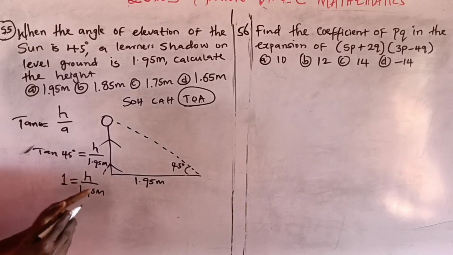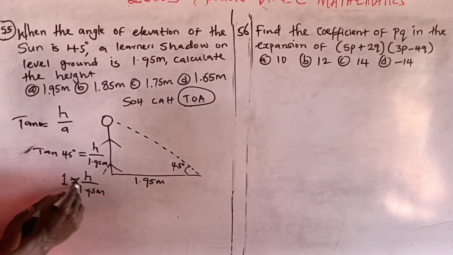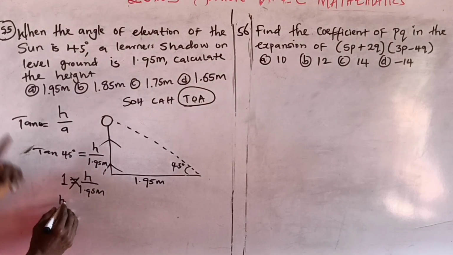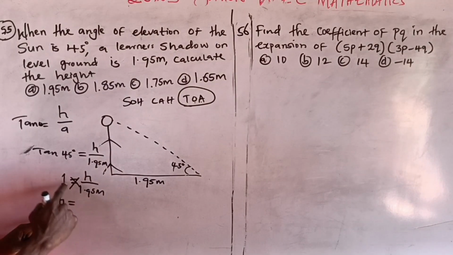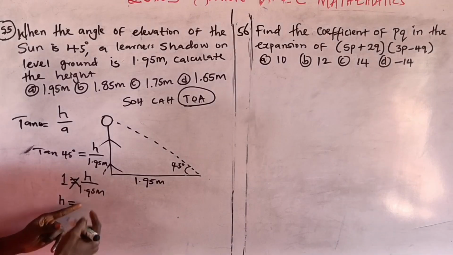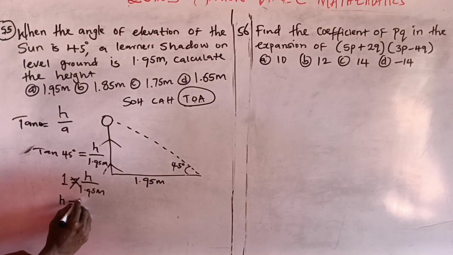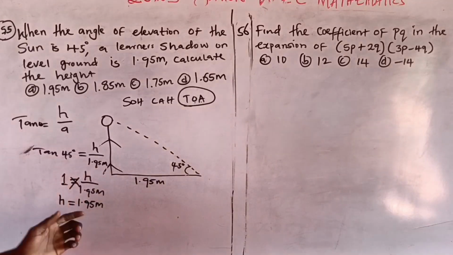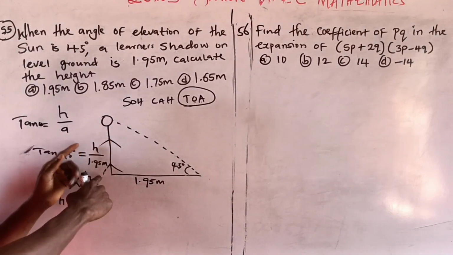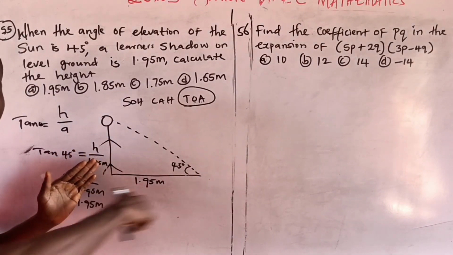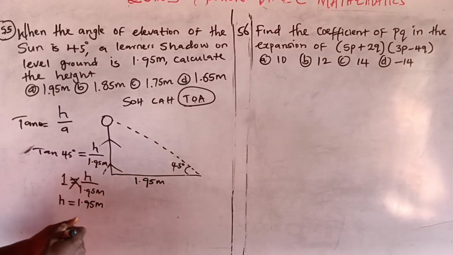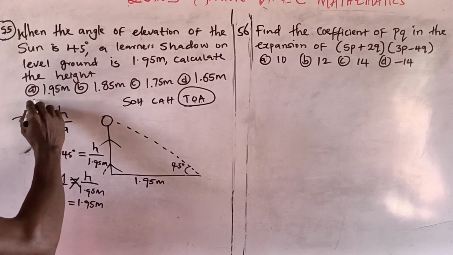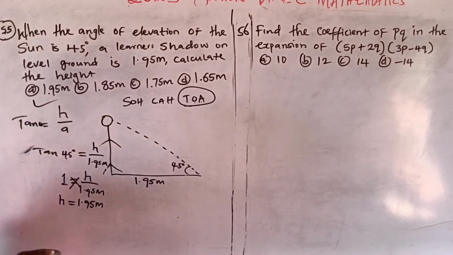What do we do in order to get the height? We cross multiply. Our height, the height of the learner, is equal to 1 times 1.95 meter, which will give us the same 1.95 meter. That means the learner's height and his shadow are the same thing. So let's check the option. Option A, 1.95 meter, is the correct answer.